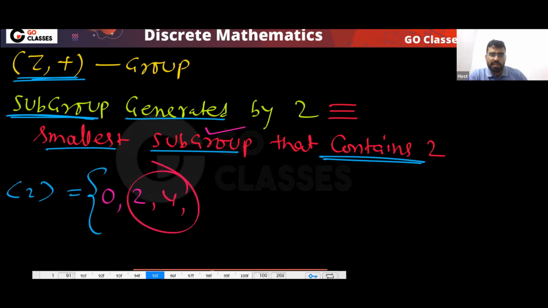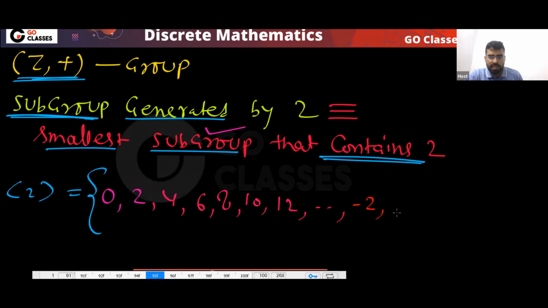And if these two are there, then 6 also will be there, because you are creating a subgroup. And finally, 8 also will be there. From these two, 8 also will be there. 10 also will be there. 12 also will be there. The inverse of 2 will also be there.